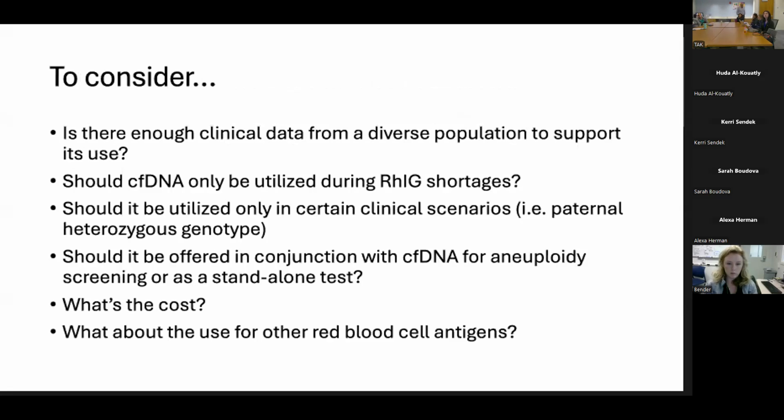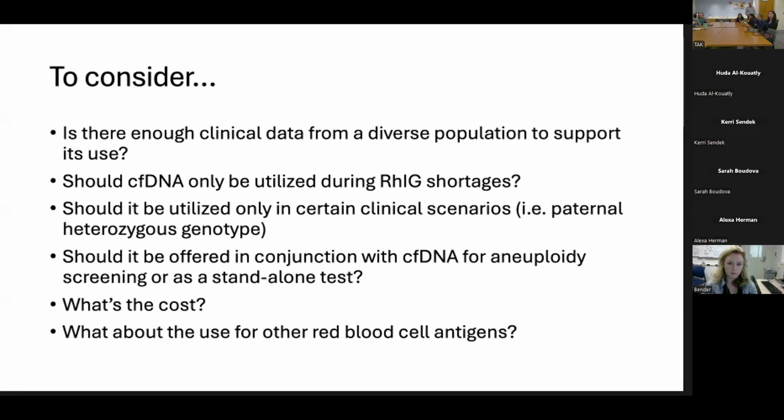But things to consider. One, is there enough clinical data from a diverse population to support its use? Because again, it's the diverse population that's important. Should we only be using cell-free DNA for RHD status during shortages of RhoGAM? Should it be utilized only in certain clinical scenarios? So for example, what UNC does, where they only obtain it if dad is heterozygous for RHD.